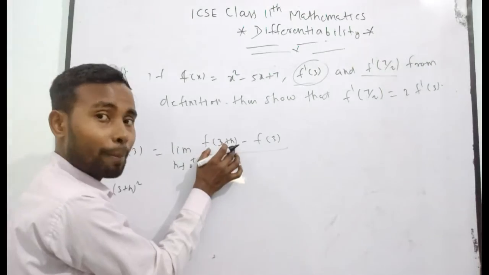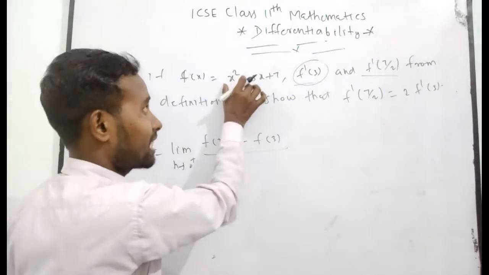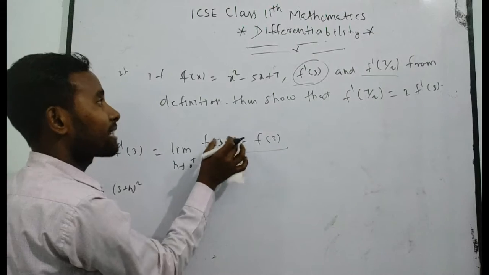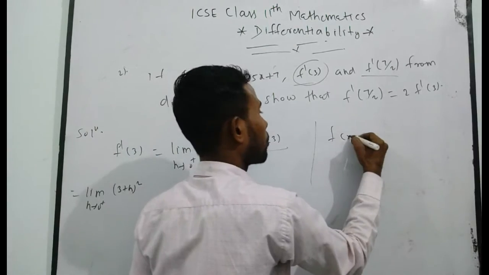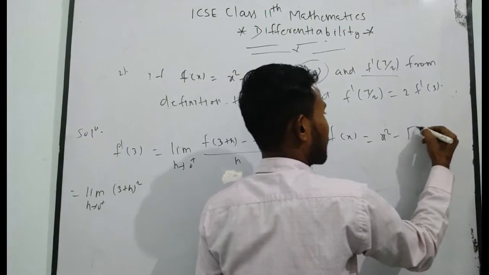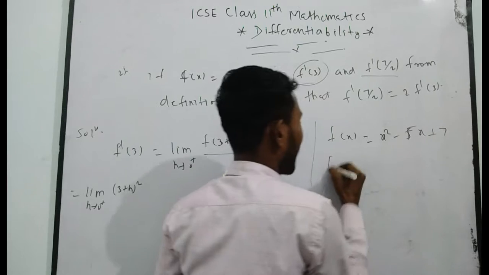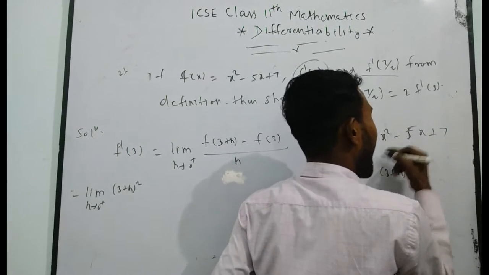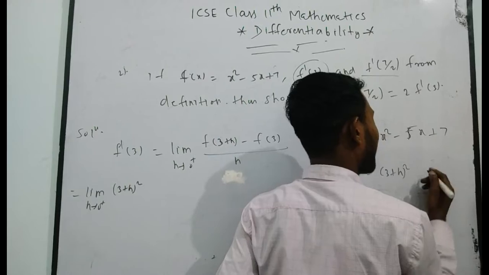Firstly, you have to find f(3+h). If you couldn't understand, I can also solve it separately, but I don't like it. f(3+h) means that here f(x) is given as x square minus 5x plus 7. To find the value of f(3+h), you have to simply replace x by 3+h.